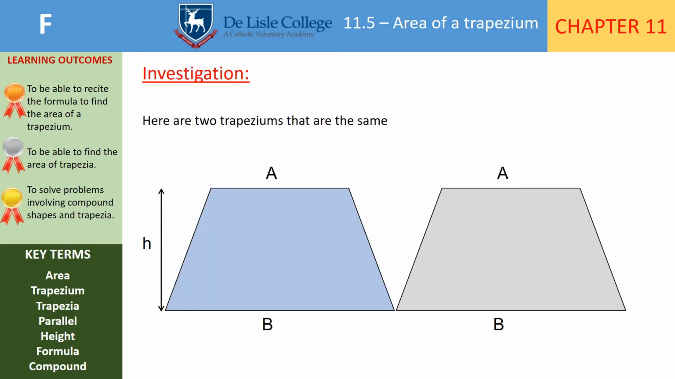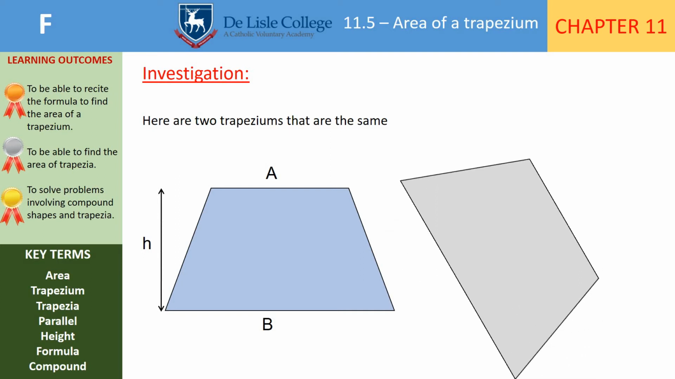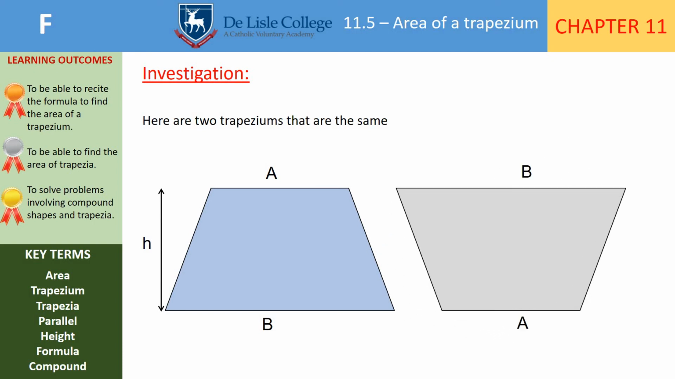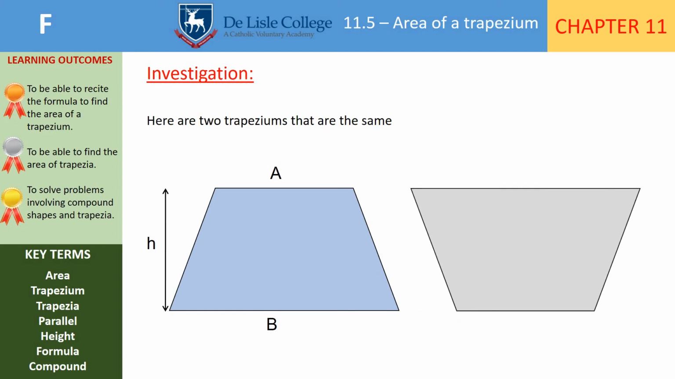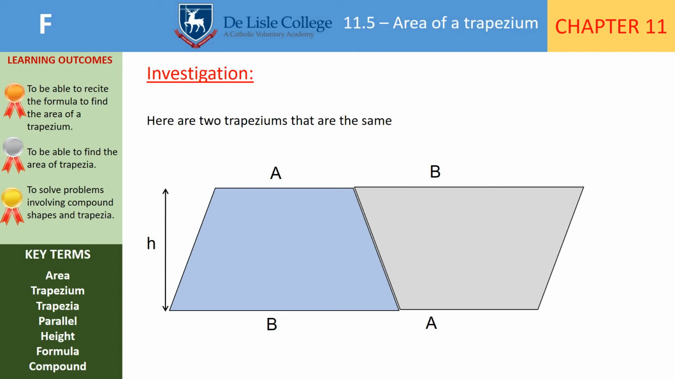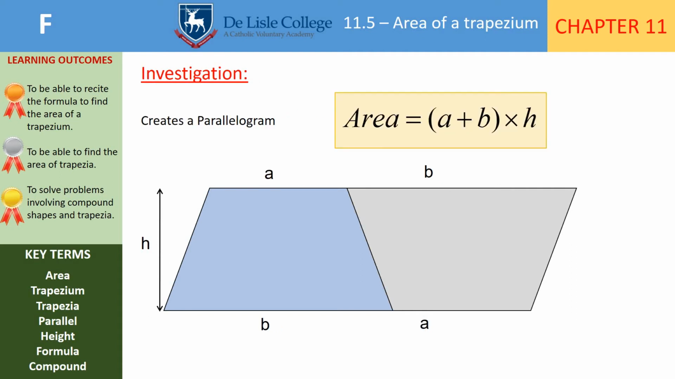So now we're going to look at how we find the area of a trapezium. So here are two trapezia the same. Watch what happens. They are the same size. If we turn that round and then move it across, we've created a parallelogram, haven't we? Okay, so let's see what happens next.